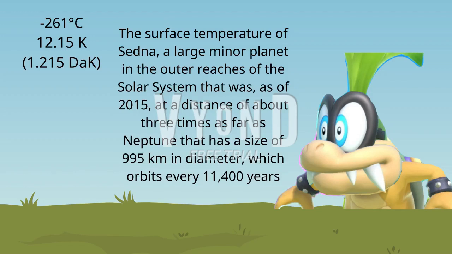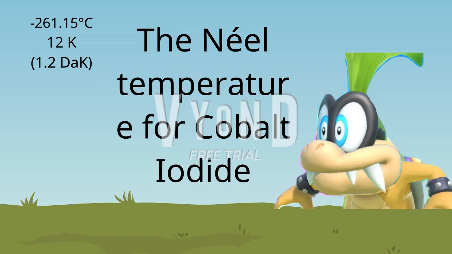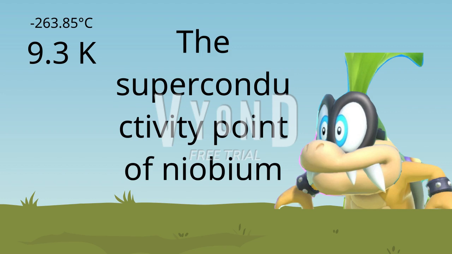That's 12.15 Kelvin. The Néel temperature for cobalt iodide, a compound containing one cobalt atom and one iodine atom, is minus 261.15 degrees Celsius, or 1.2 decakelvins. That's 12 Kelvin. The superconductivity point of niobium is minus 263.85 degrees Celsius, or 9.3 Kelvin.